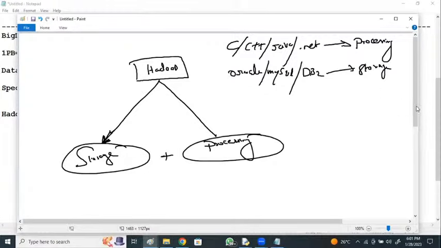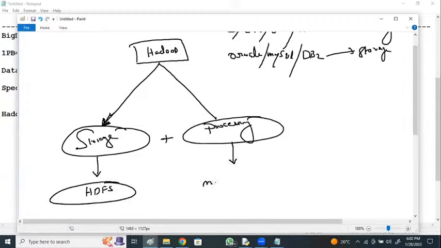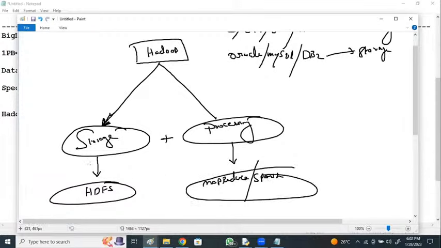But for storage, does Hadoop use any database internally? No. Hadoop is going with a kind of file system called Hadoop Distributed File System. And for processing, we are going with an execution model called MapReduce. And currently we are using Spark, right? So for storage, we are using this, for processing, we are using this. Both combined can store and process.